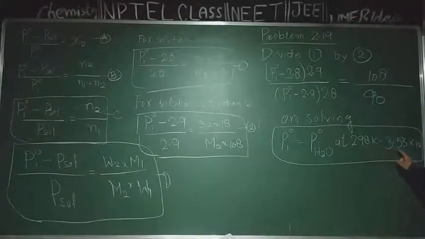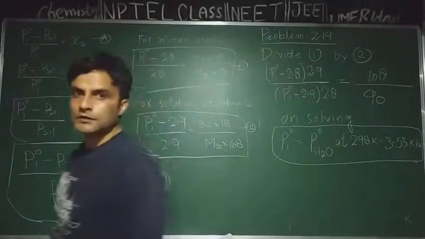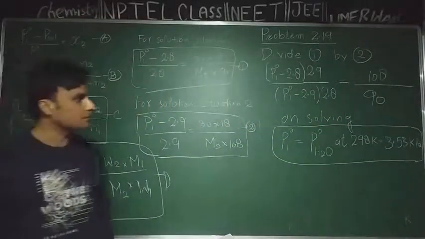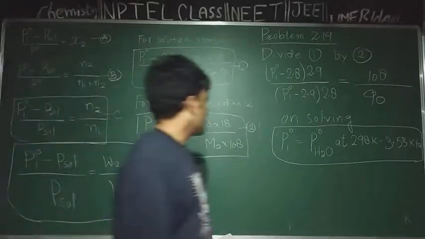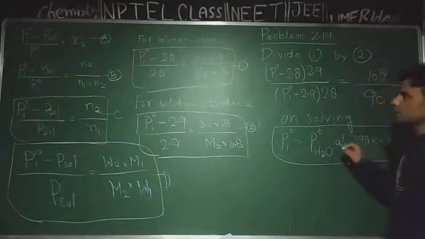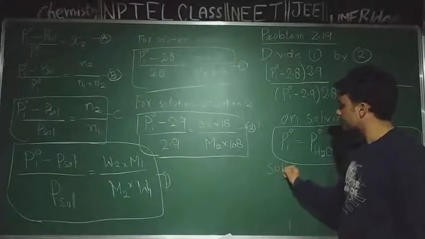You must remember that the vapor pressure of water in pure state at 298 Kelvin, room temperature, is 3.53 kilopascals. And now I will substitute this value either in equation first or in equation second.